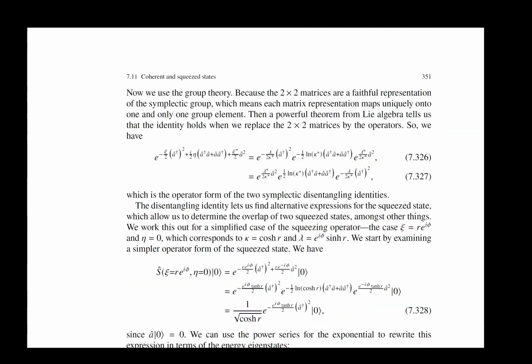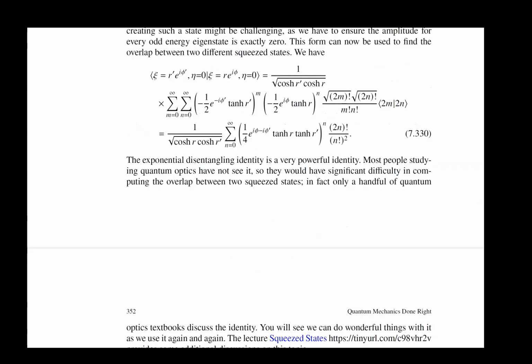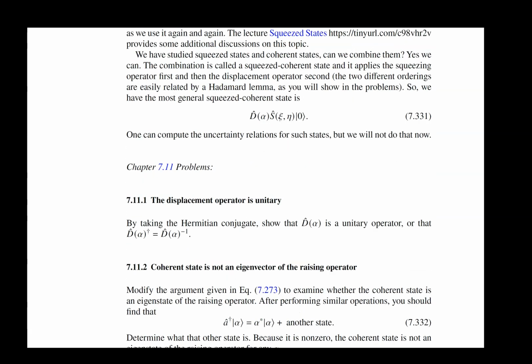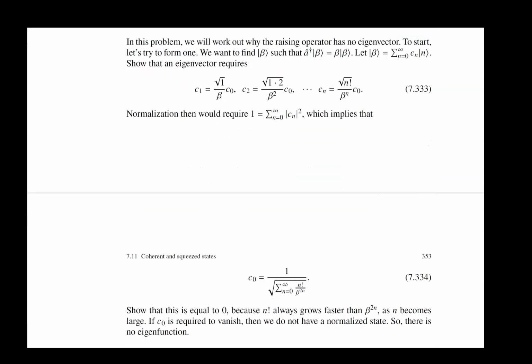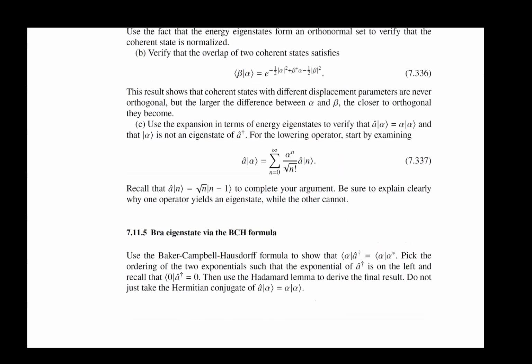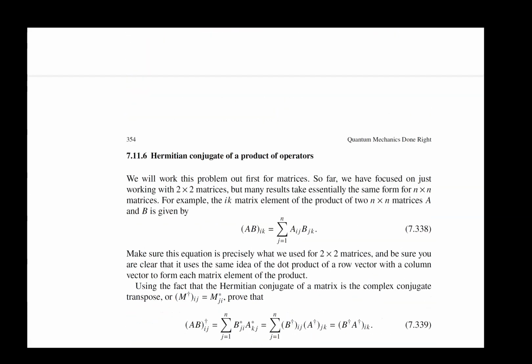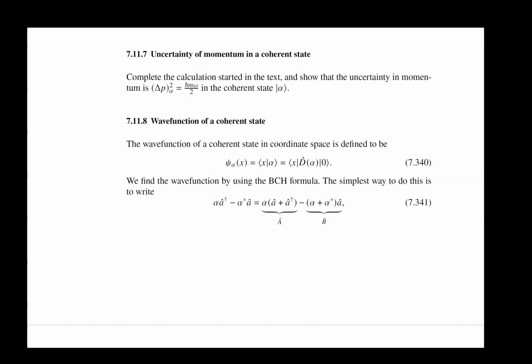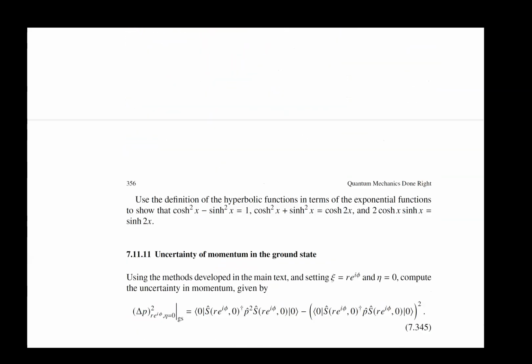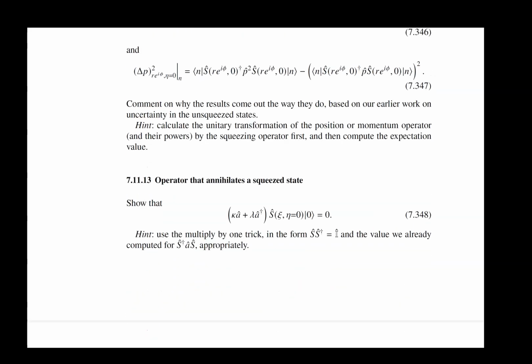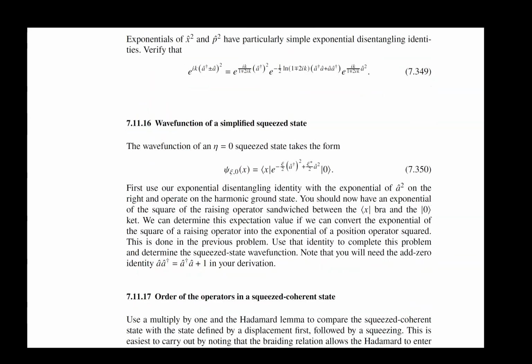We have to use our exponential disentangling identity to do things with squeeze states, and so it takes some time to fully derive that exponential disentangling identity for the symplectic group, and then see how it's used and figure out the right way to use it when you're working on evaluating expressions with squeeze states. We can work out the wave functions of these different objects, both the coherent state and the squeeze state.